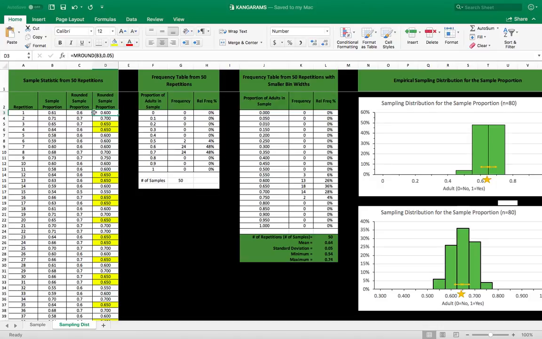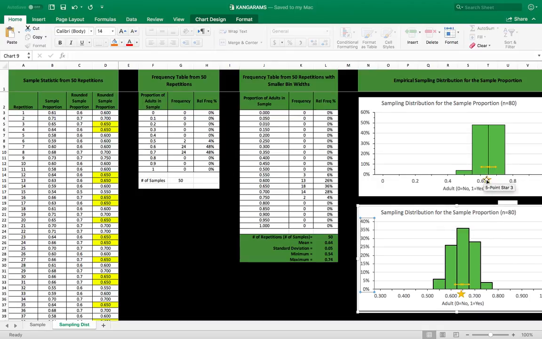We use this data and transferred it. Column C corresponds with our first table here, and column D corresponds with this table right here. Using these frequency tables, we were able to make these histograms over here.